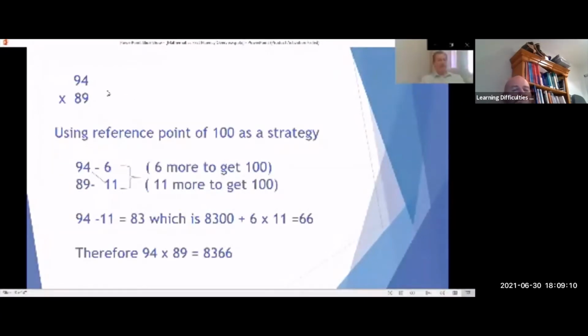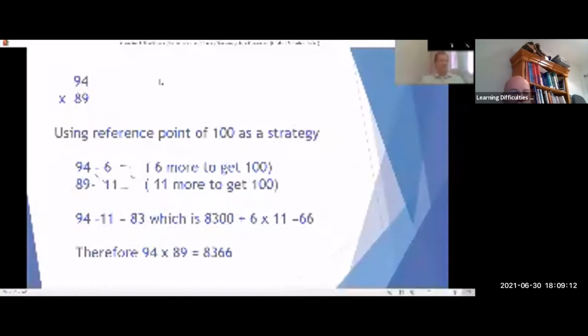Next, we had the multiplication problem. And once again, most people will do it the traditional way. But if we use a reference point of 100, it's actually a quicker strategy, and it involves less computational load. So what we can do is from 94 to 100, we count on 6. So we write 6 beside the 94. Next, we have 89. So we can write 11 beside it, because it's 11 more to get 100.